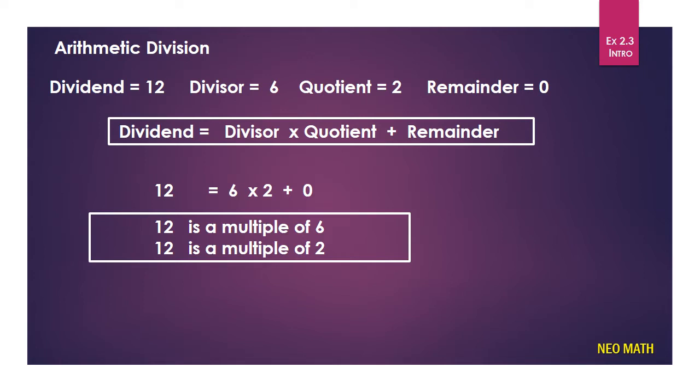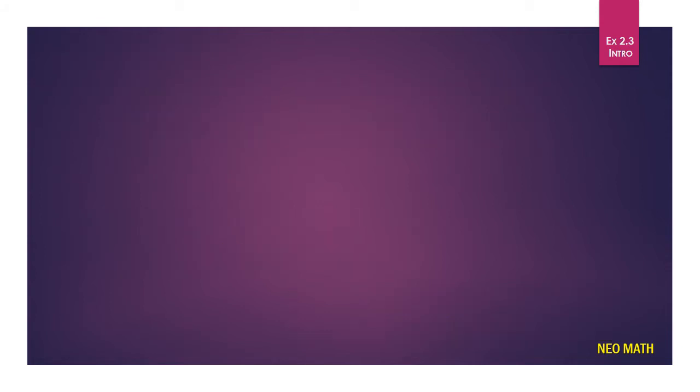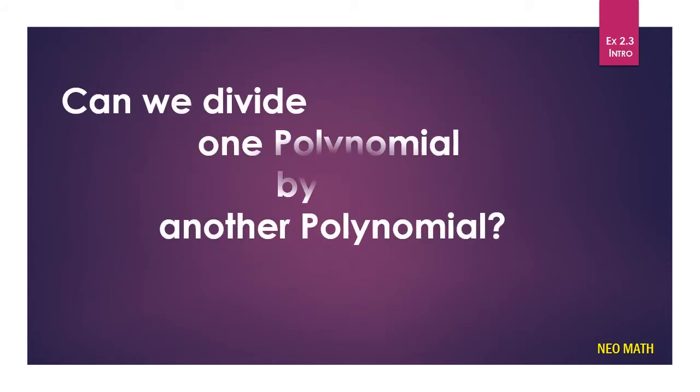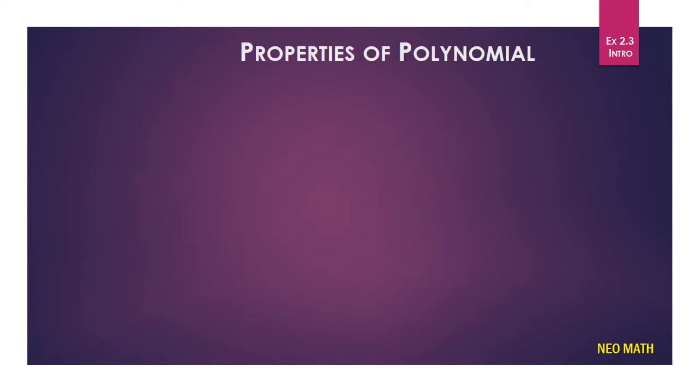Here 12 is a multiple of 6 and 12 is a multiple of 2. So 12 is a multiple of 6 as well as a multiple of 2. 6 is a factor of 12 and 2 is a factor of 12. So 6 and 2 are factors of 12. Can we divide one polynomial by another polynomial? Yes, we can. Before starting, we will discuss the properties of polynomial.